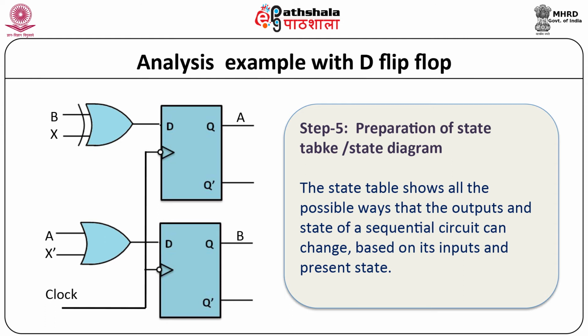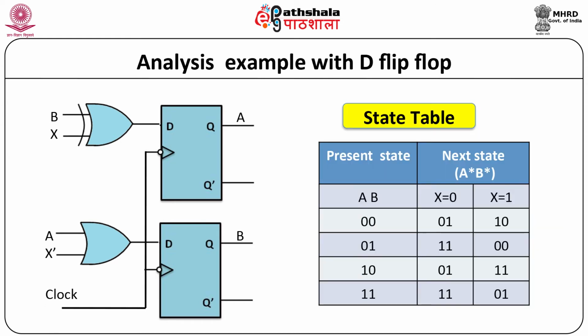The state table shows all the possible ways that the outputs and the state of a sequential circuit can change based on its inputs and present state. Let us now prepare the state table from the above transition table by just removing the flip-flop inputs and rearranging it. The state table contains a present state column and two next state columns for values of input x equal to 0 and x equal to 1.